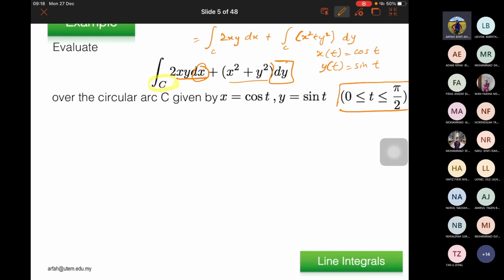So how do we draw this function? t is from 0 to pi over 2. So x equals cos t. When t equals 0, x equals cos 0. What do you get? When t equals pi over 2, x equals cos pi over 2. What is the value of this one? Try it for a moment.